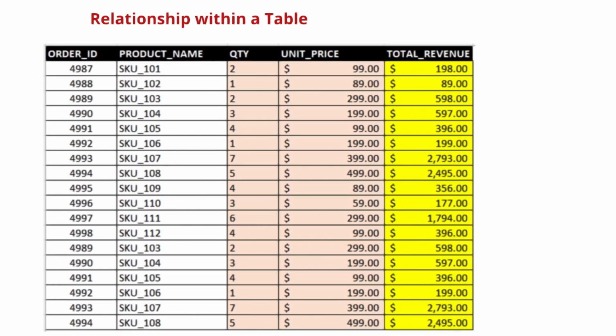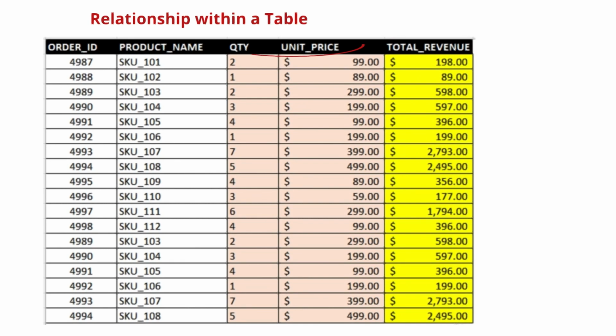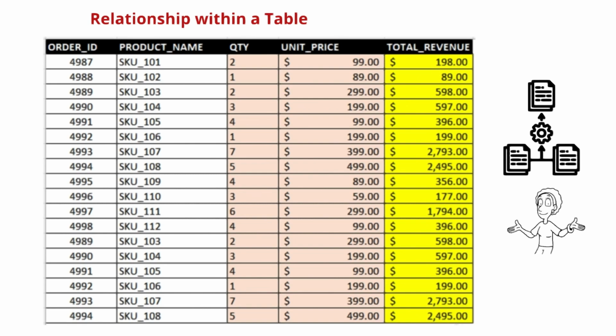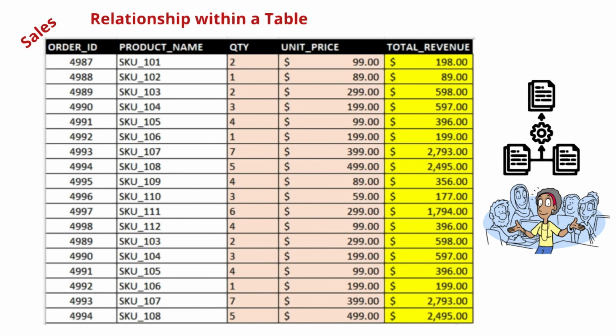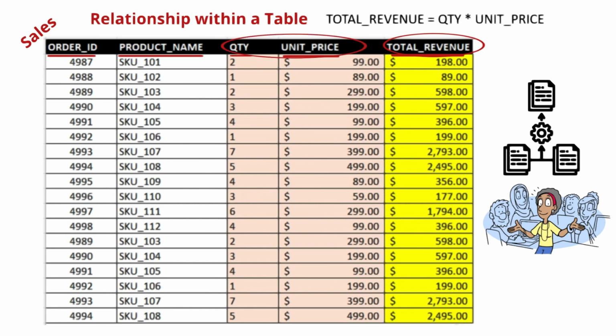Let's take a scenario that illustrates relationship within a table. Think of a cell value that is calculated based on other cell values within a table. If you're importing a data set into a different database, understanding these relationships is crucial to preserving data integrity. Imagine a sales table that tracks the sales transactions, and the columns are order ID, product name, quantity, unit price, and total revenue. Here, the column total revenue is calculated by multiplying quantity by unit price for each transaction. So the total revenue column contains calculated values based on other cell values within the table.